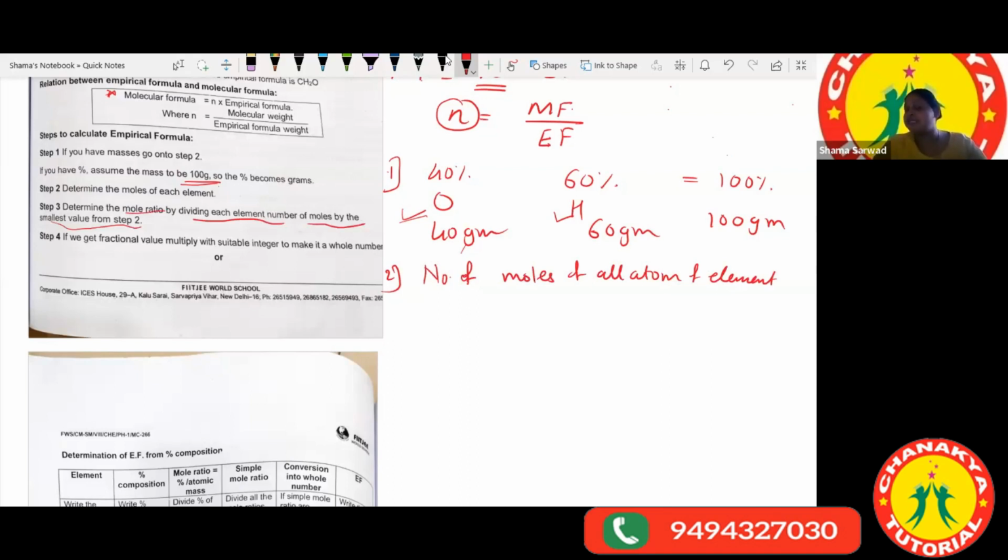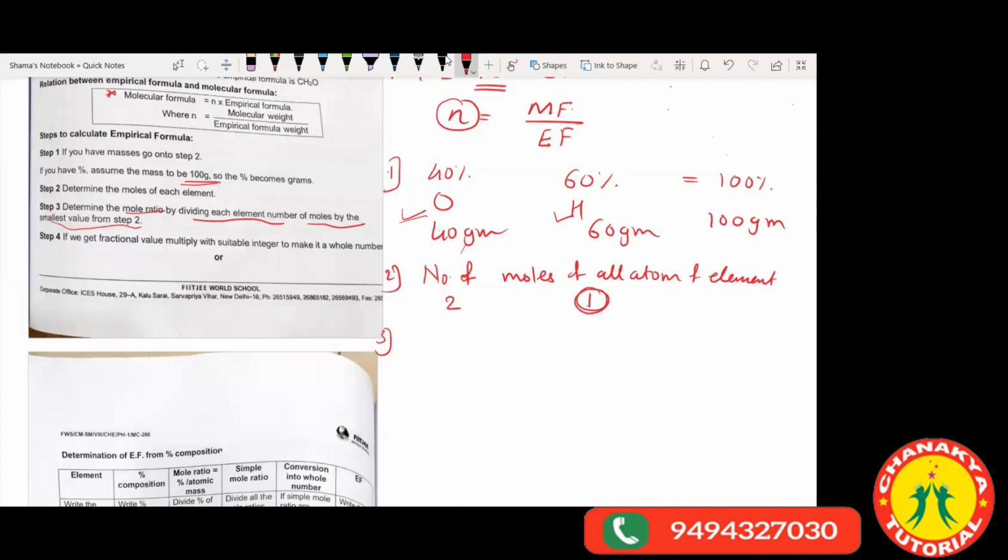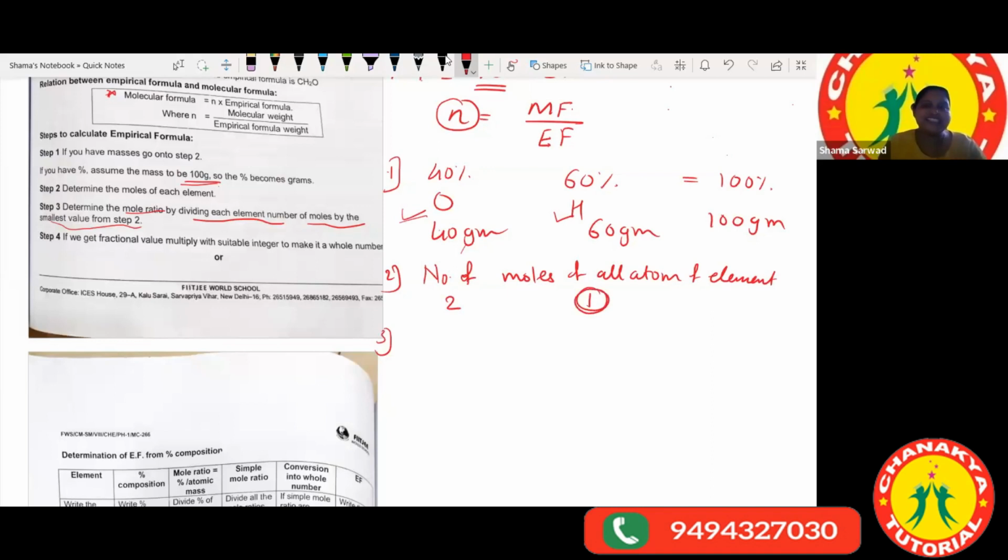Now what is this exactly? I'll let you know. Suppose oxygen and hydrogen are the two atoms present in the given molecule, and you have calculated the number of moles of these. Assume oxygen has 2 moles and hydrogen has 1 mole. So which one is the smallest value? Hydrogen's value is the smallest. Okay, 1 only I have written. Actually, it cannot be possible because I gave you 60 gram of hydrogen and 40 gram of oxygen. Or else I'll give here, suppose it is 4 and the smallest value would be oxygen's value.